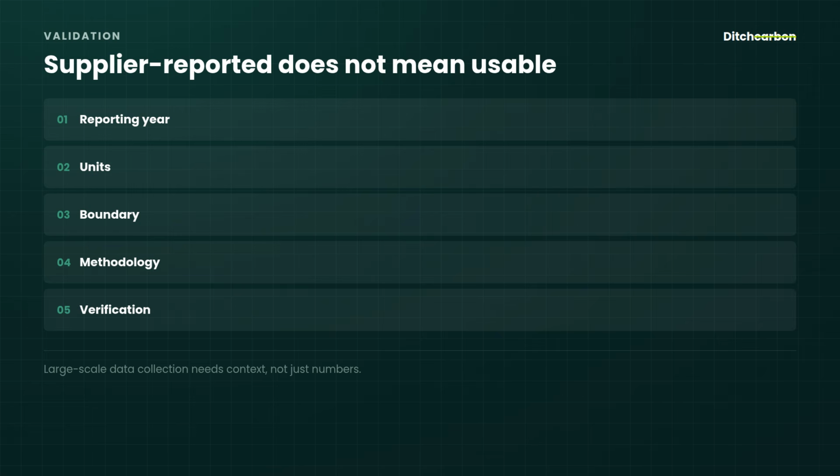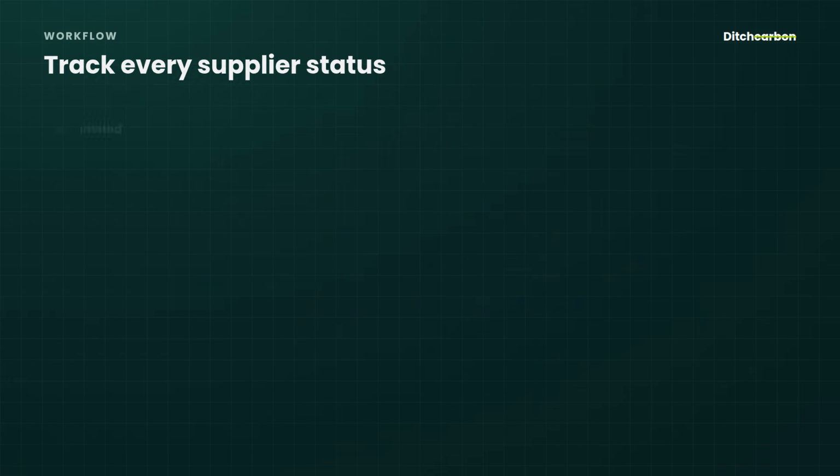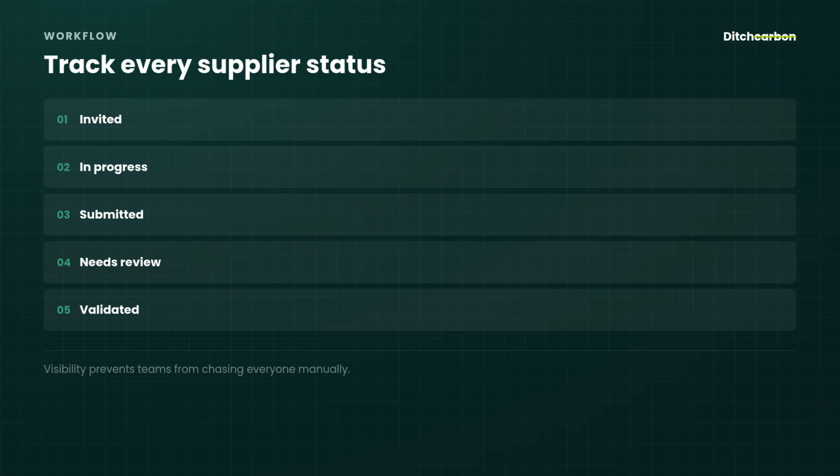Two suppliers might both submit 5,000 tons of carbon dioxide equivalent, and those numbers can look identical while meaning completely different things. One might be reporting total corporate emissions, the other emissions for a single site. One could cover 2025, the other 2023. One might include Scope 3, the other only Scope 1 and 2. The number alone isn't enough. You need the context around it, which means validating reporting year, units, organizational boundary, methodology, and verification status. That's the difference between collecting numbers and collecting usable emissions data.